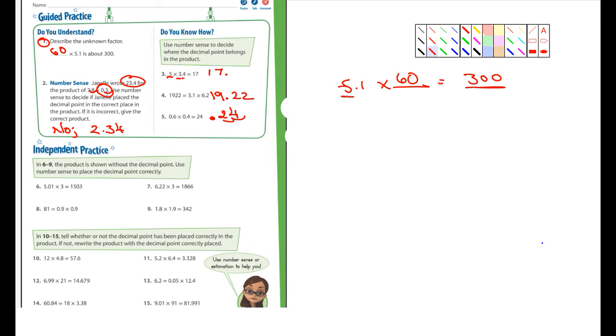So number 6, 7, and 8, again, they give you the answer, and they want you to place the decimal. So let's look at number 7 here. So what is that? 6.22 times 3 equals, and they gave us 1866. Well, we know 6 times 3 is 18, so it's 18.66. How many decimal places are we talking about? 2. So it would be 18.66 for number 7. Okay.